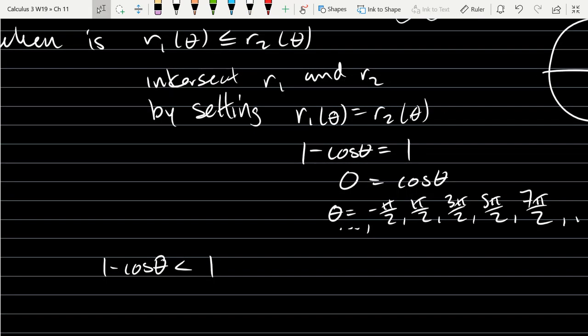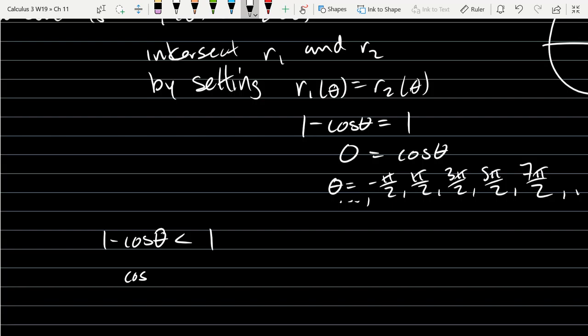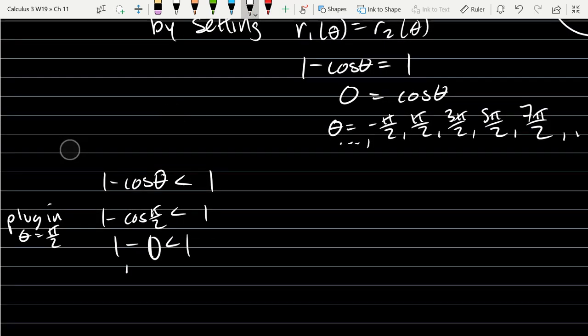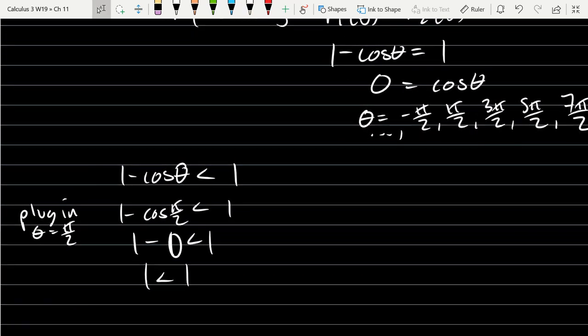So let's try to plug in pi over 2. If I plug in pi over 2 for theta, I have 1 minus cos pi over 2. Cos pi over 2 is 0, so 1 is less than 1. All right, what happened there? I picked a theta value where they're equal. So don't pick a theta value where they're equal. Pick a value in between.